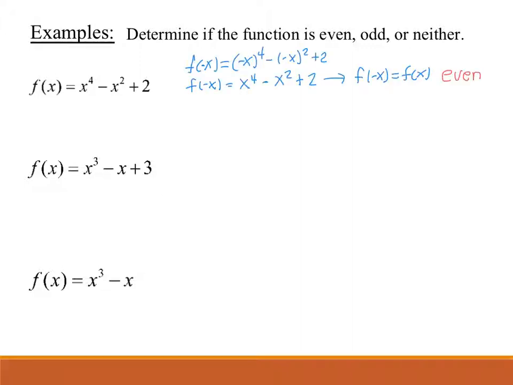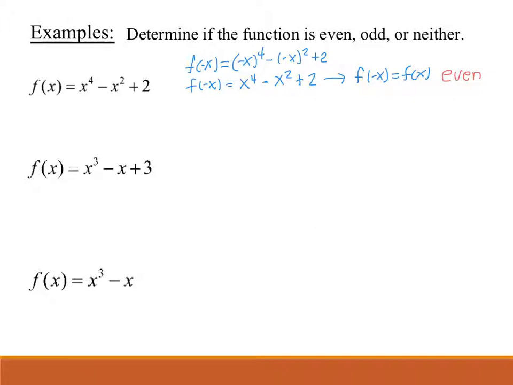So in our first example, f of x equals x to the fourth minus x squared plus 2, we put in a negative x into the function and evaluate. When we do that, we have negative x to the fourth minus negative x to the second power plus 2. When we evaluate that for an even power, we just get x to the fourth minus x squared plus 2, and that's the original function. So f of minus x equals f of x. That's an even function.